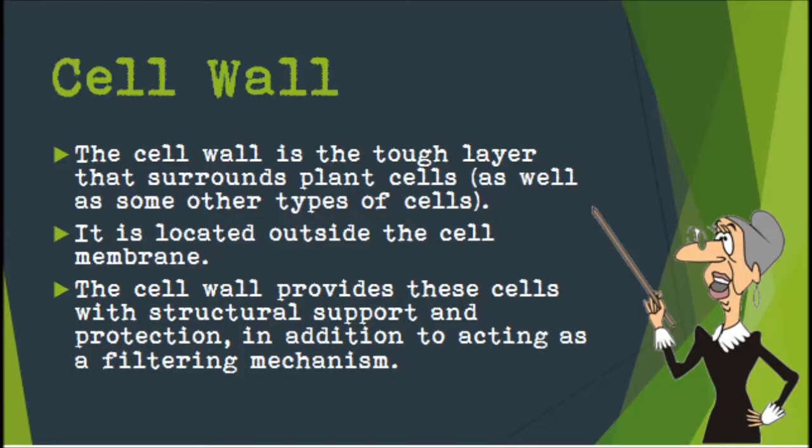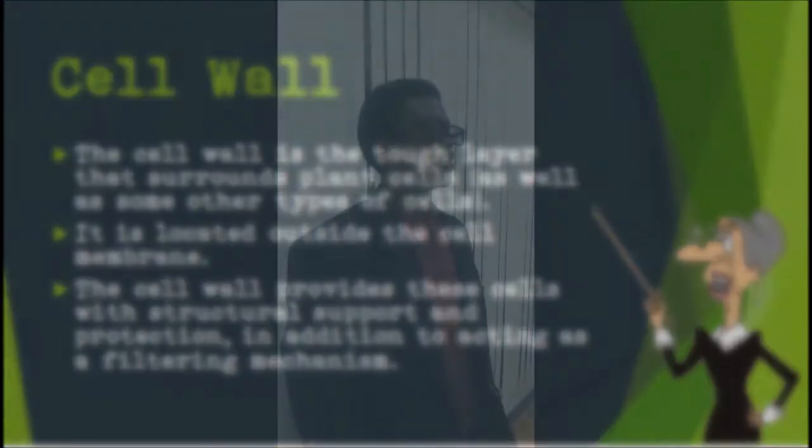Welcome to our school. The cell wall is the tough layer that surrounds plant cells as well as some other types of cells. It is located outside the cell membrane. The cell wall provides these cells with structural support and protection, in addition to acting as a filtering mechanism.